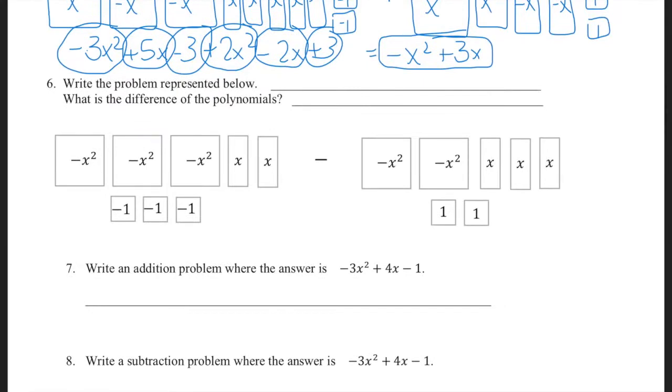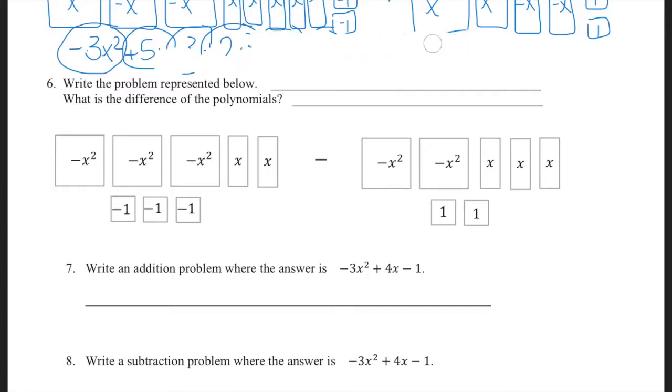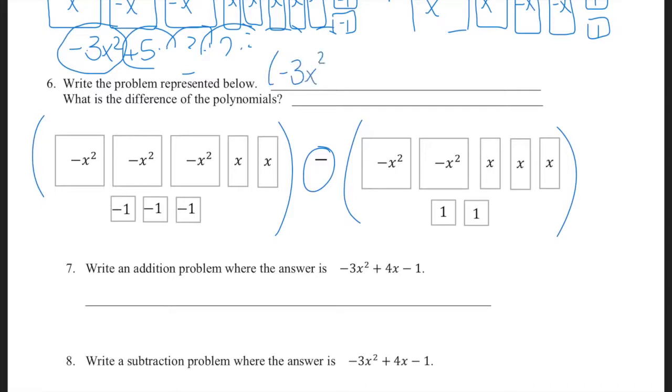All right, for the next one, write the problem represented below. Let me erase some of this stuff that I just wrote so I have space to write on that line. I see here that I have a difference, okay? So don't forget, we're going to put all this in parentheses and we're going to put all this in parentheses. So I have negative 3x squared plus 2x minus 3 minus negative 2x squared plus 3x plus 2. Okay. Now it says, what is the difference of the polynomials?